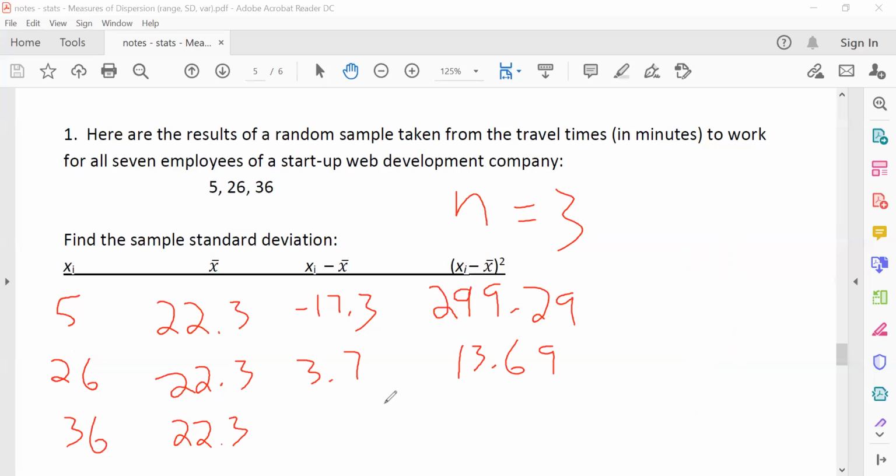Then you need to do 36 minus 22.3. You'll get 13.7. Then we need to square that. You'll get 187.69.